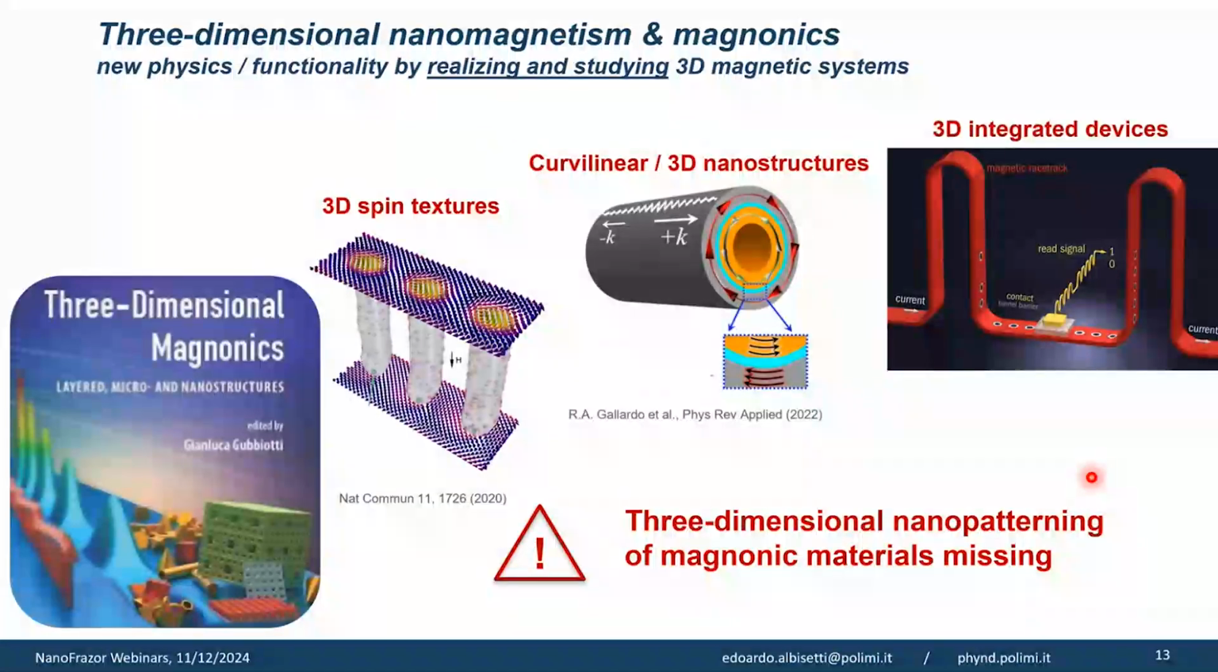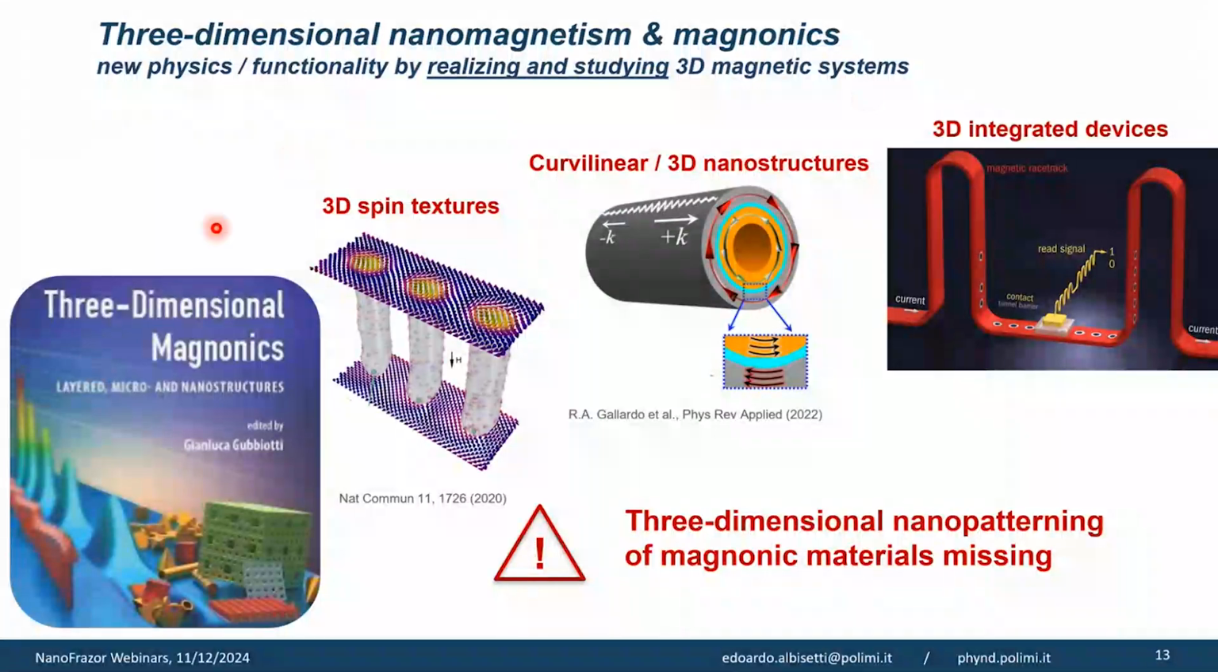Recently, there was quite a new development in the field, not only in the field of magnonics, but in general in the field of nanomagnetism. That is the possibility to add three-dimensionality to the structures and to the physics of what we are studying. And the idea towards this three-dimensional nanomagnetism and magnonics was to study new physics, to induce new functionality in devices by realizing three-dimensional systems and studying them with specific techniques that were 3D sensitive.